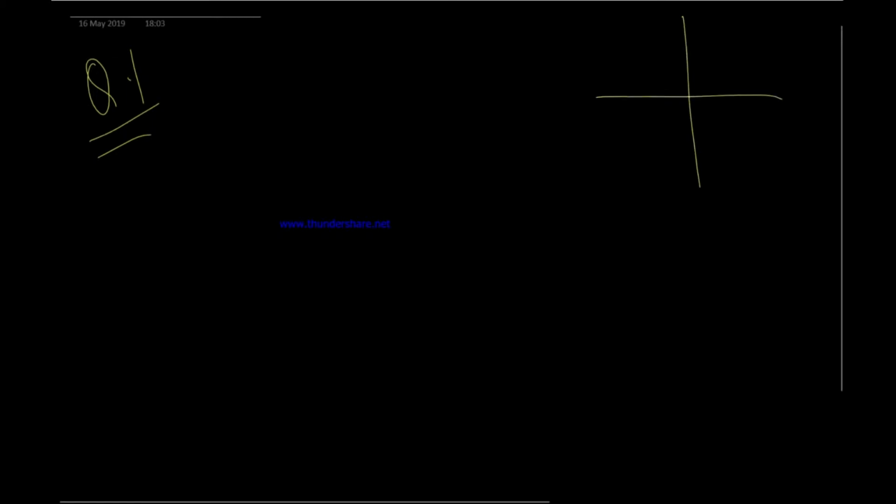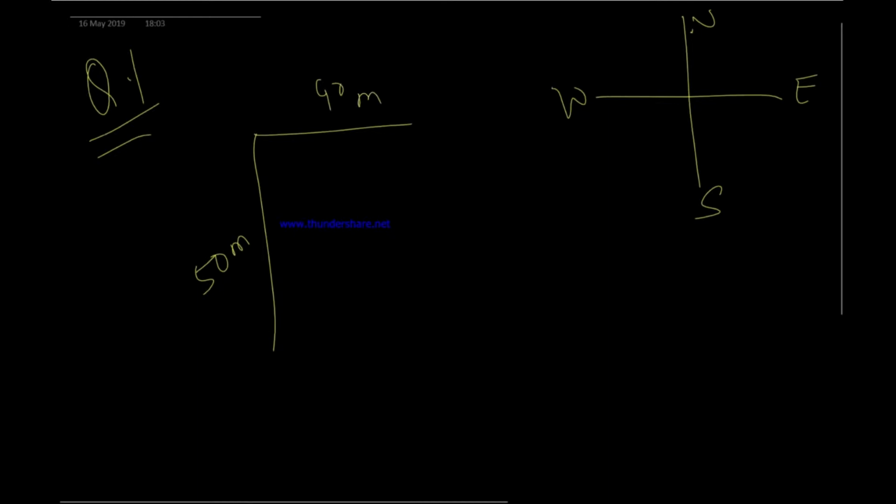that the man has traveled in the north, east and south direction. So let us look at the directions: north, east, south, west. So we can say that the man traveled 50 meters in north, 40 meters in east and 20 meters south. And we are asked what is the distance that this man traveled.